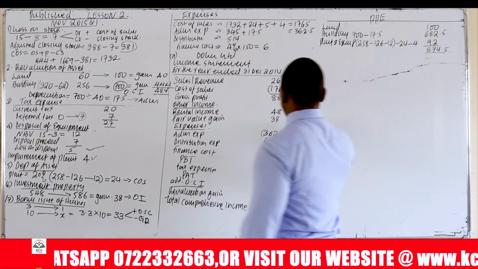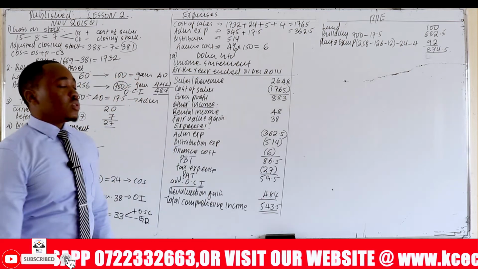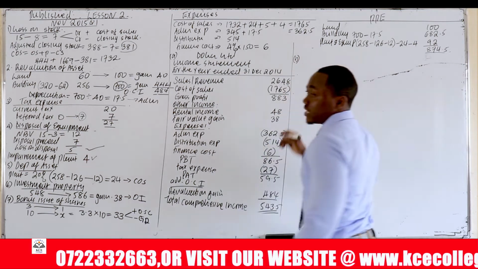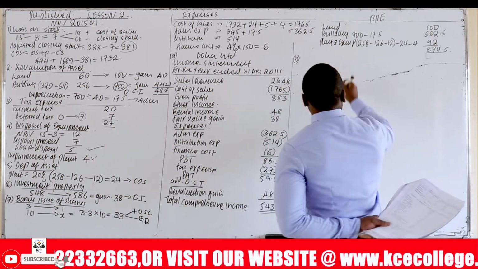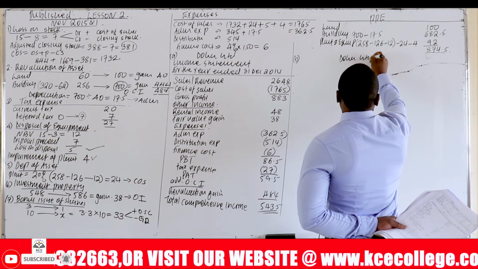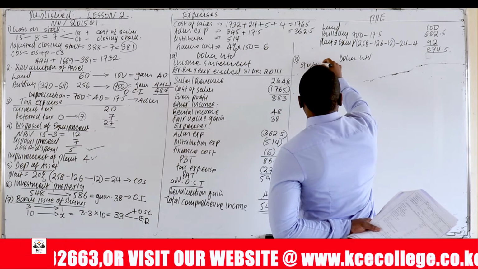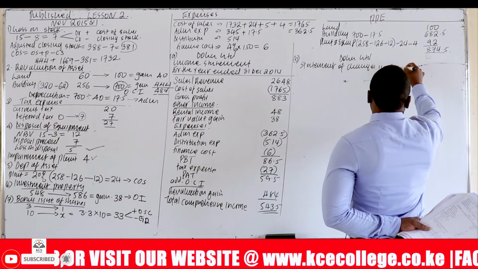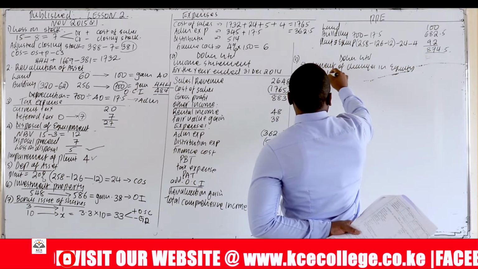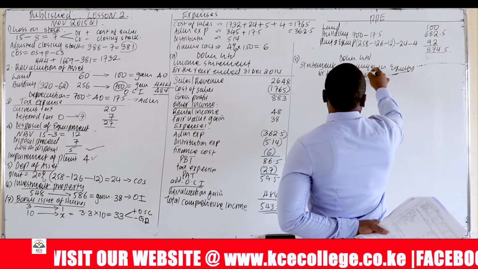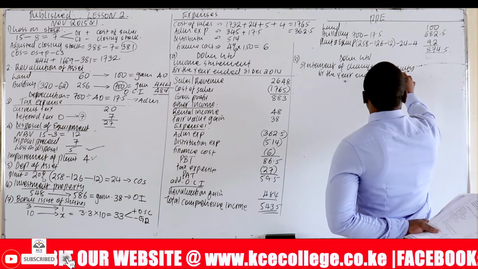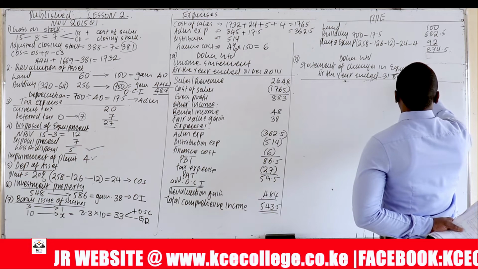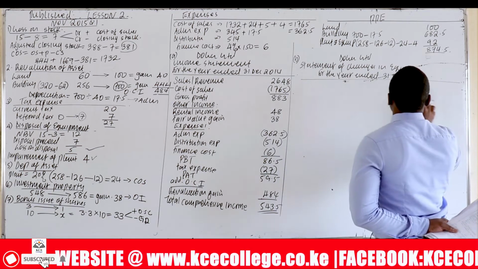Good. That's part A of the question. Now we can also present part B. Part B, we have to present the statement of changes in equity. So you have dollar limited. Now, the statement of changes in equity.